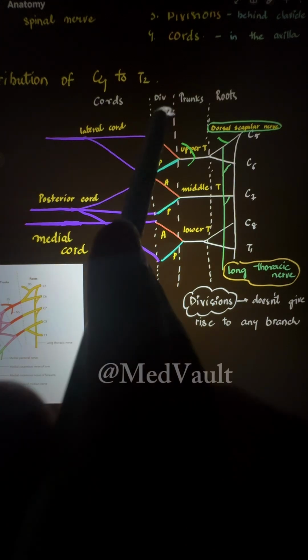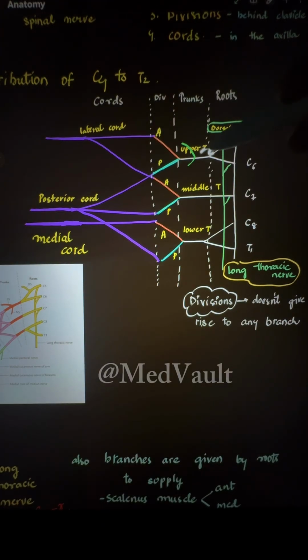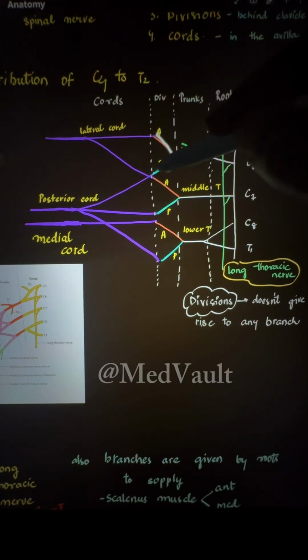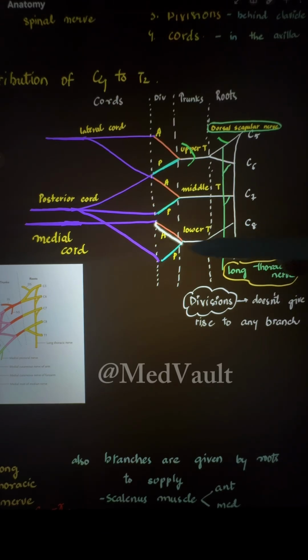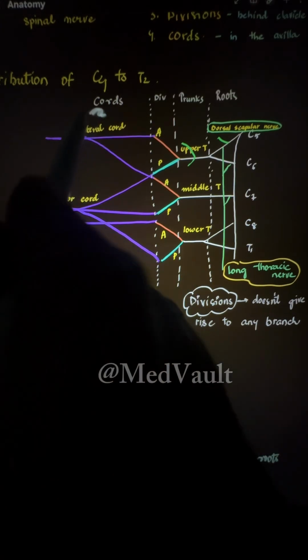Next we have divisions. How are divisions formed? Each of the trunks divides into an anterior and a posterior division. Anterior division from the upper trunk, posterior division from the upper trunk. Anterior division from the middle trunk, posterior division from the middle trunk. Anterior division from the lower trunk, posterior division from the lower trunk. This is how divisions are formed. Now from divisions we move to cords. So how are cords formed?